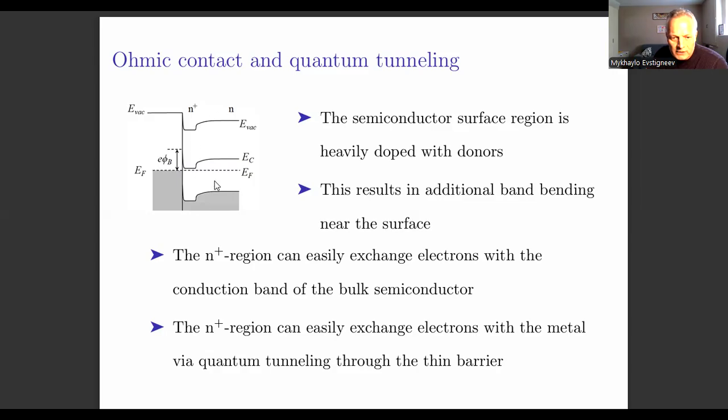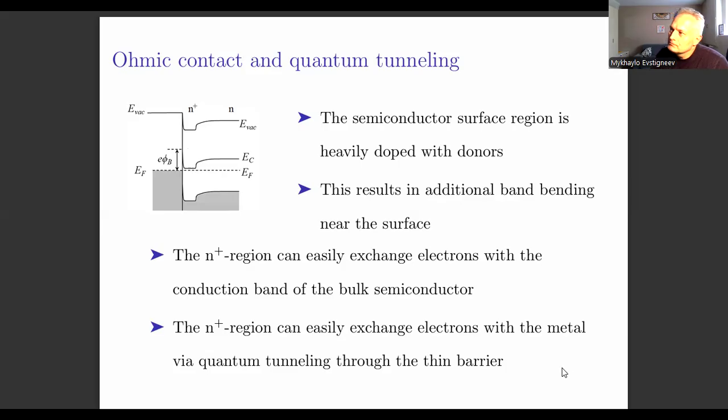This contact is ohmic because the semiconductor bands, the bands of the N-type semiconductor here, are bent down. So here we have an ohmic contact. What about the contact between the metal and the heavily doped semiconductor region, this N+ region? The semiconductor bands are bent up. Is this a rectifying contact then? By classical considerations, the answer would have been yes, because there is the Schottky barrier. There is the Schottky barrier.